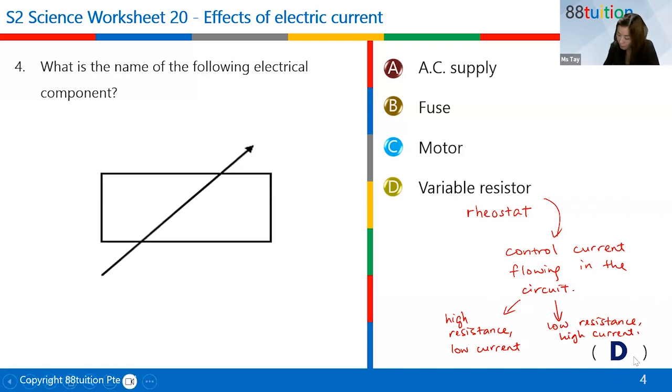All right. And we also saw how to use the rheostat last week, by adjusting the tap. The moment you adjust the tap, you are forcing the current to flow through the length of the resistance wire. And that's how we control electric current. Any questions so far?